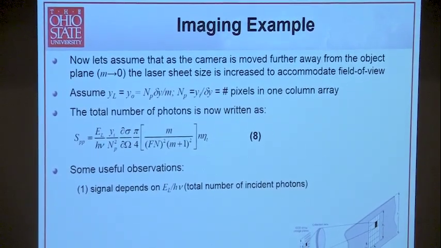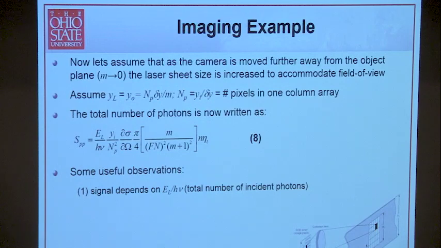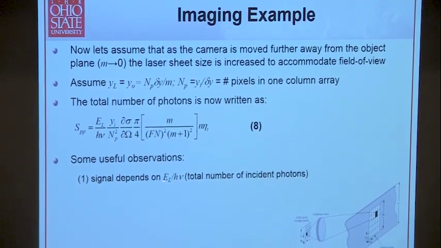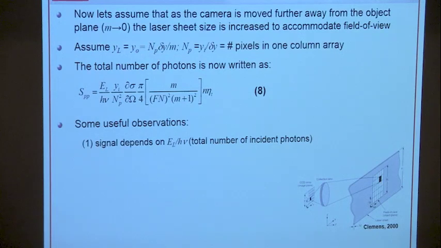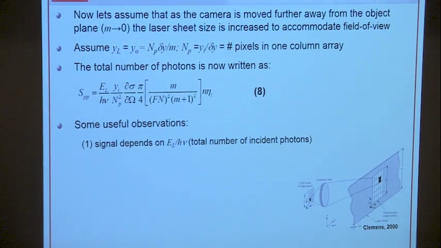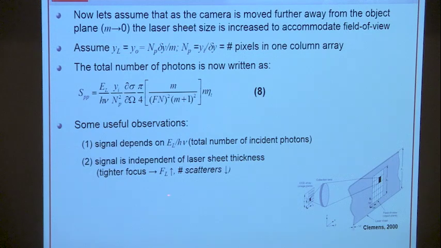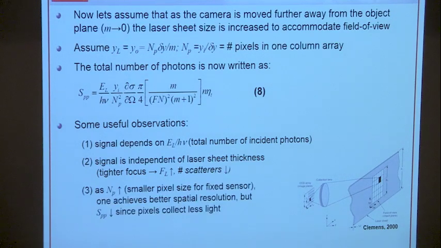So we can actually see some useful observations that give us the characteristics of signal collection. The signal depends on the total number of incident photons. That makes sense. The more incident photons I get, probably the more signal I'm going to get. But the signal is independent of laser sheet thickness. Okay? So if I have a tighter focus, my fluence increases, but the number of scatterers is going to decrease, right? Imagine I have scatterers uniformly distributed in a volume. As I make that volume narrower and narrower by getting a tighter focus, I'm going to hit less and less of the scatterers, okay? So the fluence goes up, but the number of scatterers goes down, okay?